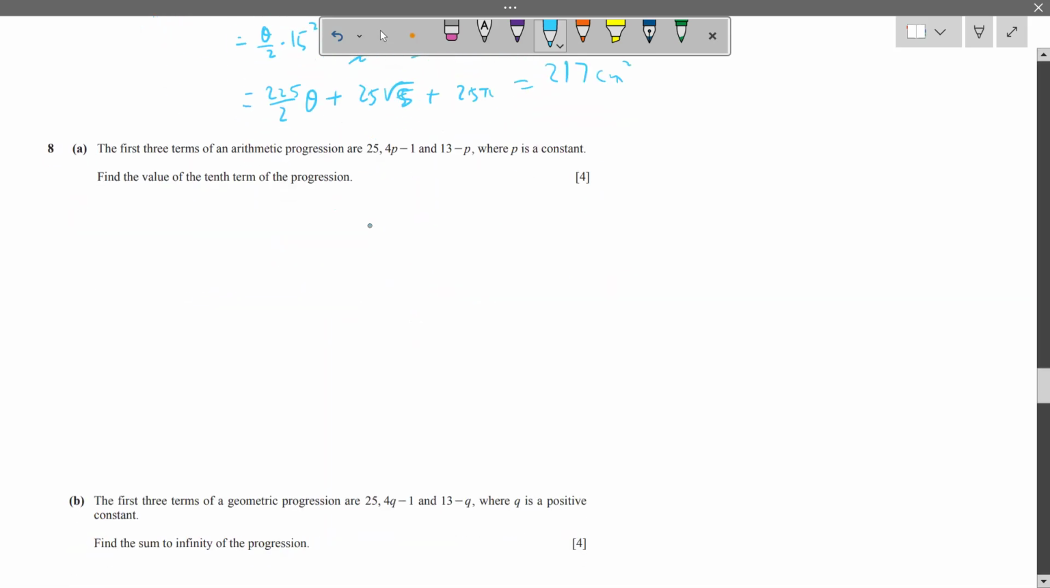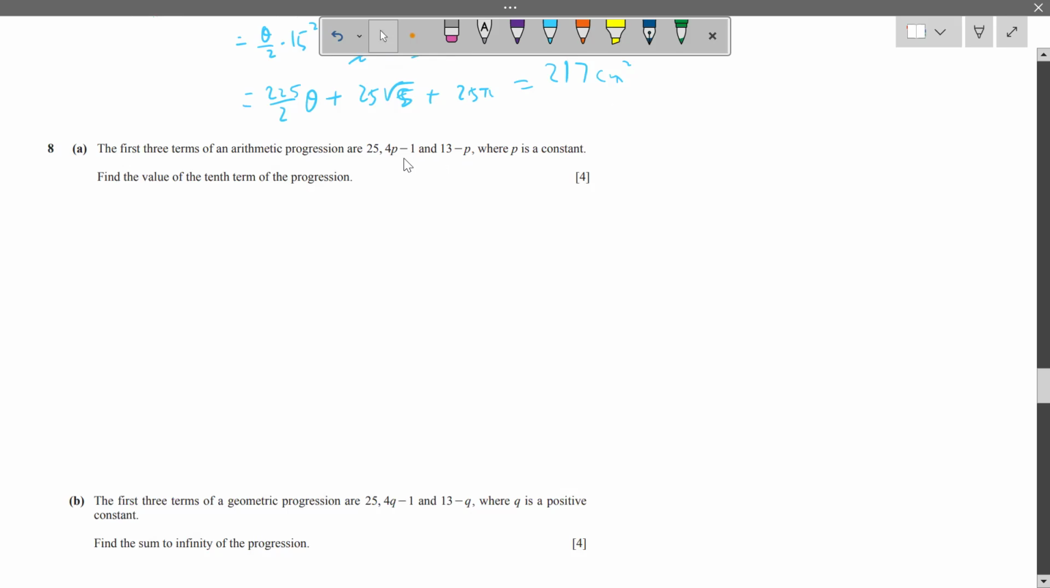All right, number 8. The first 3 terms of an arithmetic progression are 25, 4p minus 1 and 13 minus p, where p is a constant. Find the value of the 10th term of the progression. Because these are the first 3 terms of an arithmetic progression, this is the first, second, and third.